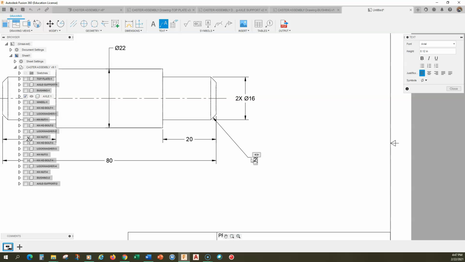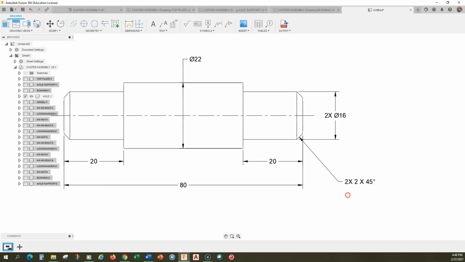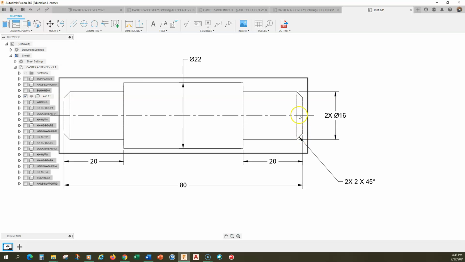Now, this is always confusing to people. 2 times, which means it's on both sides, on the left and on the right. And then the chamfer note is 2, because 2 millimeters, by 45 degrees, right? Now, for some people, that's confusing, right? And I agree, it can be a little confusing. The 2 times is not because we have a chamfer here and a chamfer here, right? This is a cylindrical feature.